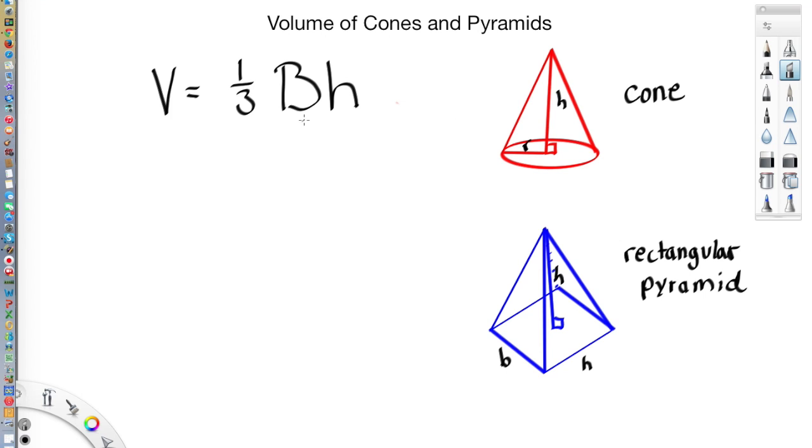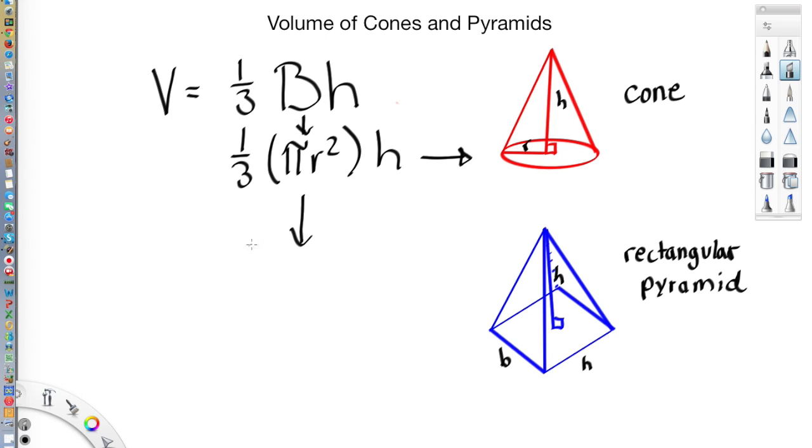Okay, so what does this look like? If I wanted to find the volume of a cone, it would be 1/3. Now how do I get my base? My big B is the base area of my base shape, which is a circle. So it would be pi r squared times the height of the cone. This H represents the height of the cone. So that's how I would find the volume of a cone.